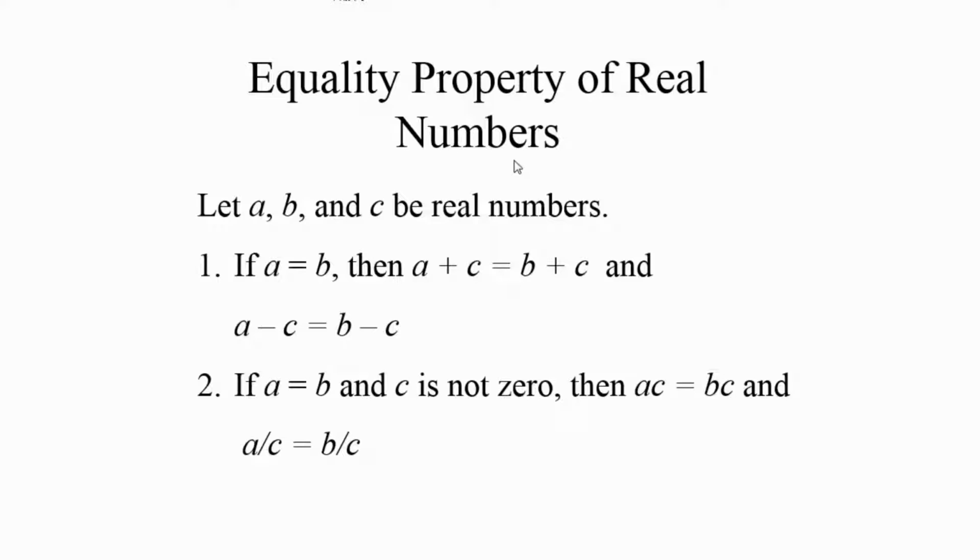In solving linear equations, these properties are very important, even for nonlinear equations. These properties are very important to understand. It says let a, b, and c be real numbers. If a is equal to b, then a plus c and b plus c would be equal, and a minus c and b minus c would be equal. So what is it saying? It says if you add or subtract a constant term from both sides of an equation, the equation remains true.